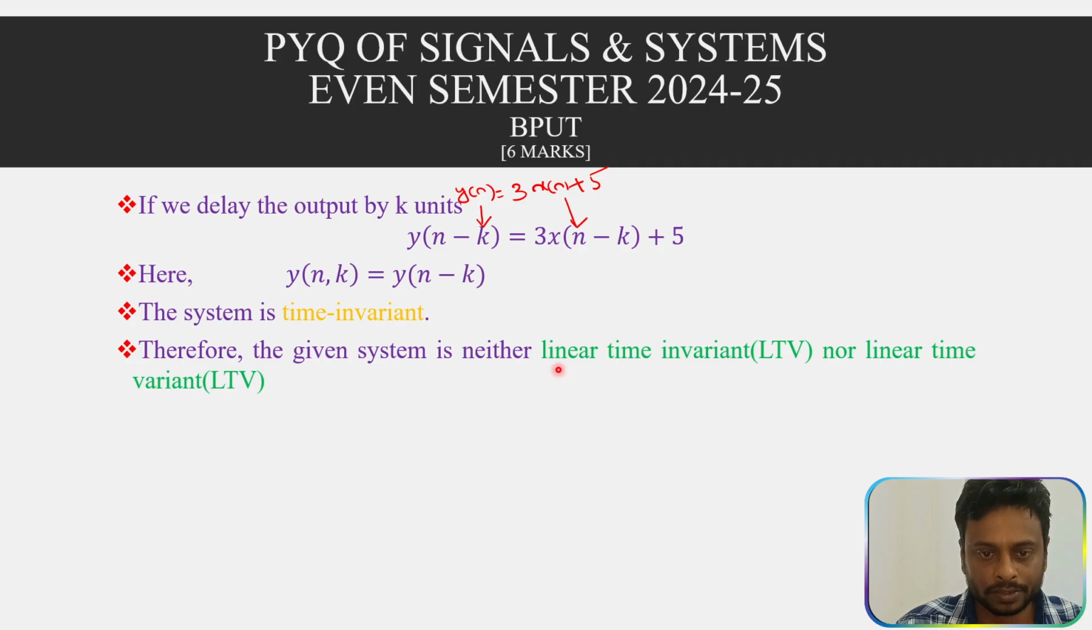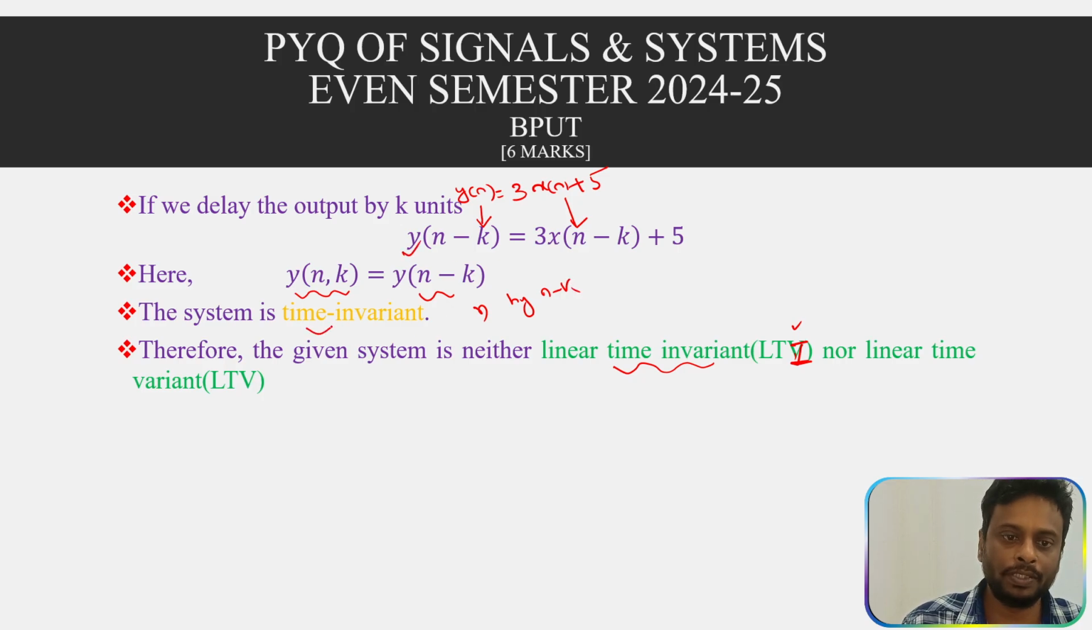So it is neither LTV nor, sorry, LTI. This means that it is not an LTI system. So in this case, you have to check whether the system is time invariant. First you find out what y of n comma k is. y of n comma k is found by simply delaying the input by k units of time. In this case, you can replace small n by n minus k. If both are equal, the system is time invariant. If both are not equal, the system is time variant.